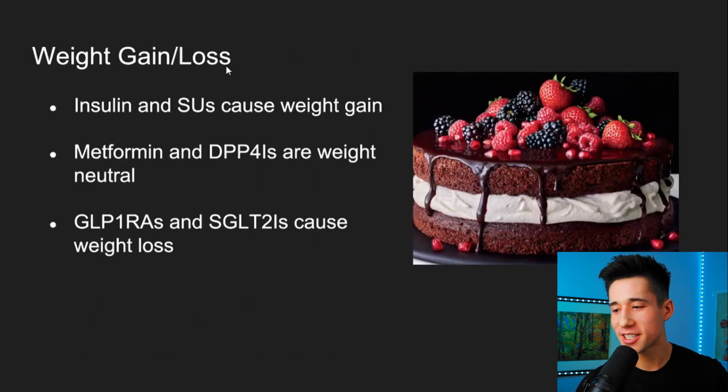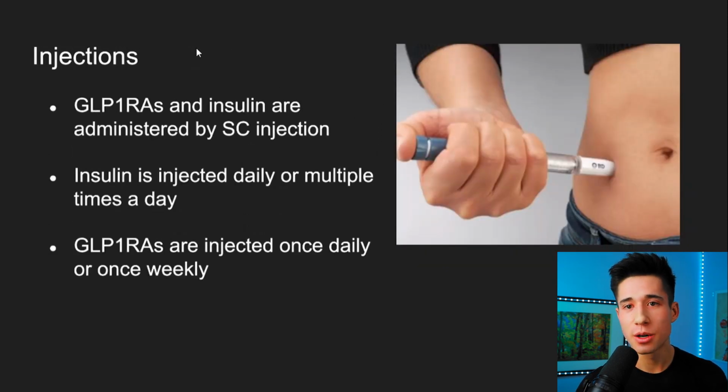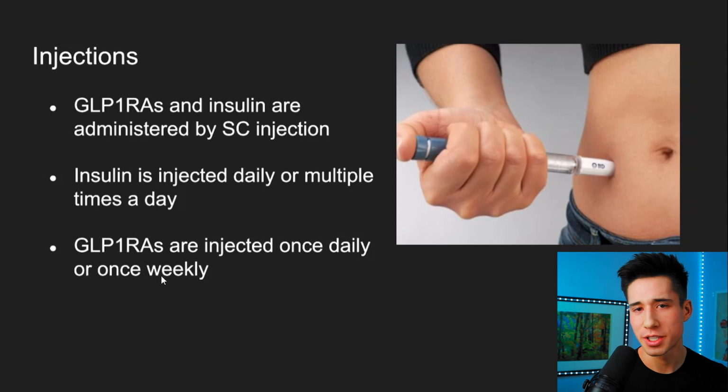Okay, so weight gain, weight loss. Insulin and sulfonylureas, any type of drug that increases insulin is going to cause weight gain. So those ones cause weight gain. Metformin, DPP-4 inhibitors, those drugs are weight neutral. GLP-1s and SGLT2s, these drugs cause weight loss. GLP-1s a little bit more than the SGLT2s, to be honest. Injections, no one likes injecting things. GLP-1s and insulin, these drugs you got to inject subcutaneously. Insulin, you can inject either daily or multiple times a day, depending on what kind of regimen your endocrinologist has you on. GLP-1 receptor agonists generally are going to be injected either once a day or once a week, if you're using semaglutide, for example.